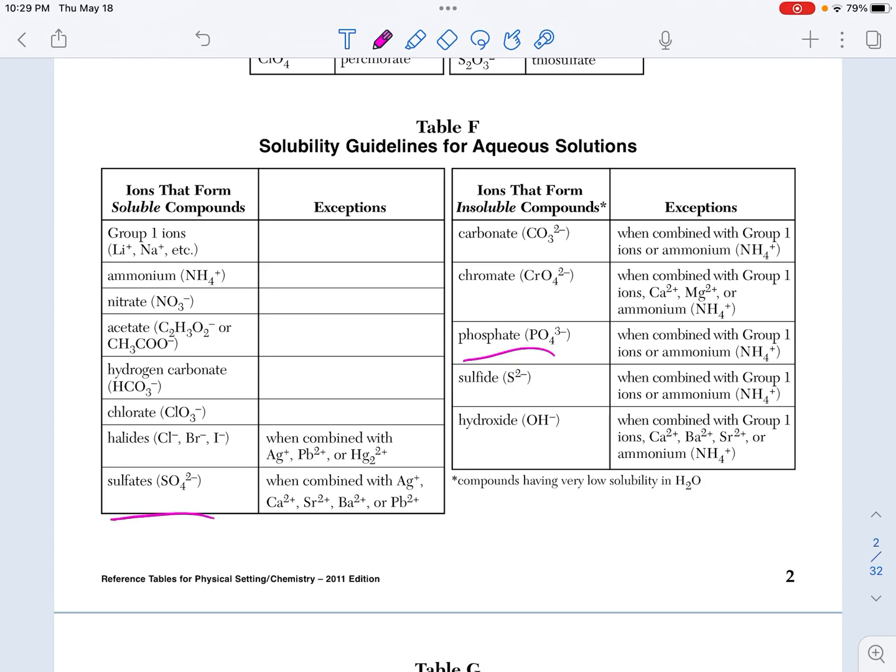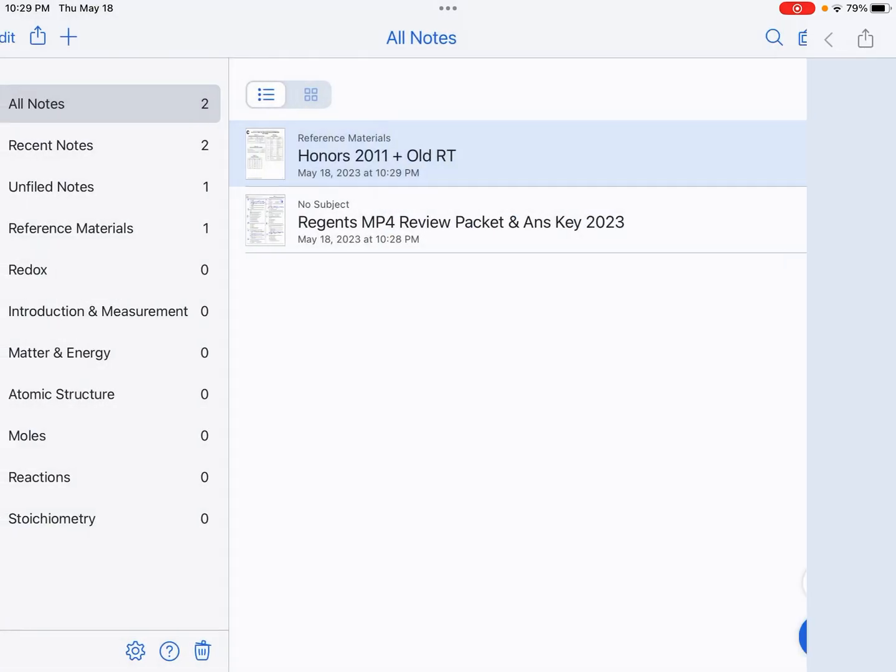Sulfate is here. It is soluble, except with all these. So lithium is not an exception, so that's soluble, which is not what we want. Hydroxide is insoluble, except with all these, including calcium, so that's out. And acetate is always soluble, so we wanted aluminum phosphate because that is insoluble.